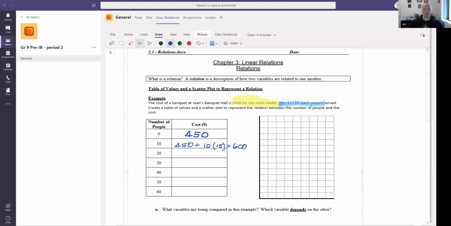So that $15 per person, I mean, if it's a banquet, usually banquets are serving some sort of meal. So that would be $15 for the meal for each person.